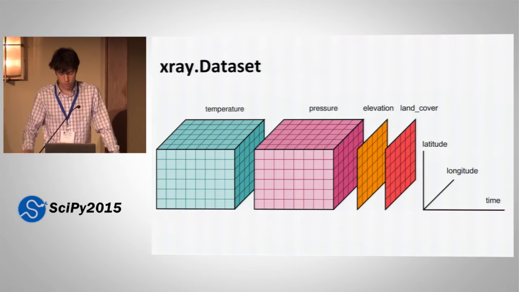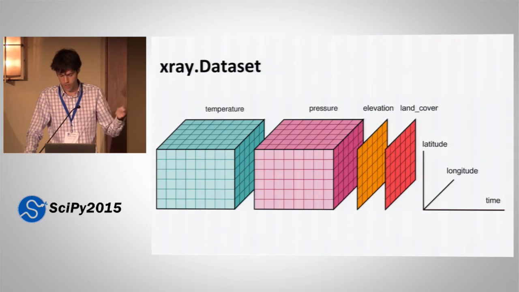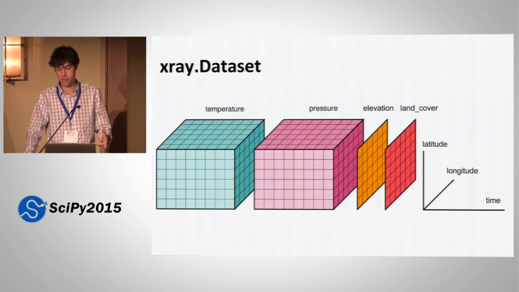What does this look like? Well, here's an example dataset of how some weather data might look. We have a few weather variables here, like temperature and pressure. These are, say, three-dimensional cubes. I also have some two-dimensional arrays here, maybe describing other features like elevation or the land cover type. And then I have my coordinates here, which are latitude, longitude, and time. And so all this fits in a single xray Dataset.